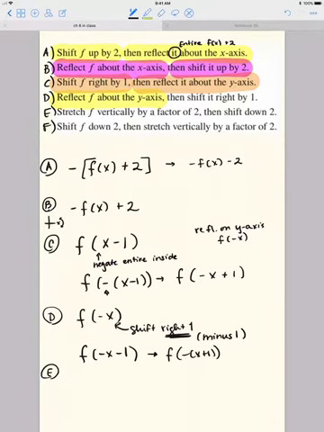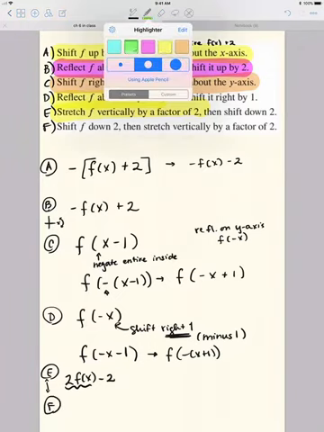Part E is going to have us stretch vertically by a factor of 2. So anytime we stretch vertically, it actually multiplies the outside by 2. So we have 2 f of x. We'll stretch it vertically by a factor of 2. And then if we shift that down 2, it'll simply subtract 2 on the outside. And that's a multiplied quantity here. There's no parentheses necessary.